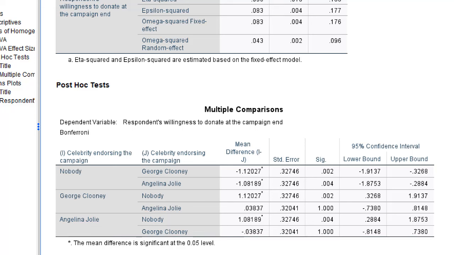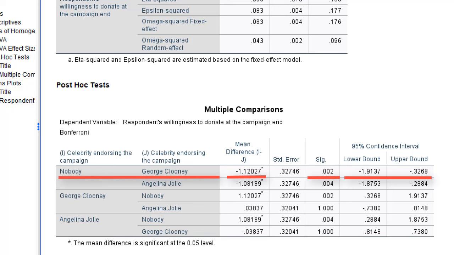For example, compare average willingness to donate between nobody and George Clooney as endorsers. Respondents who have seen nobody are on average less willing to donate than respondents who saw George Clooney. The difference is more than 1 point on a 10-point scale, which is quite a lot. According to the p-value, the difference is statistically significant. And the 95% confidence interval tells us that the difference will most likely be between 1.9 and 0.3.